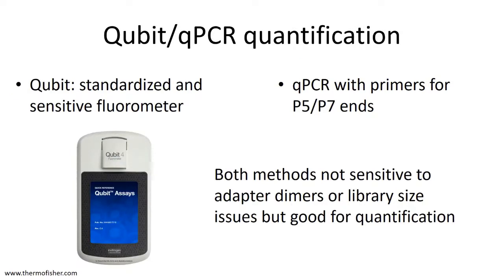A Qubit is one type of standardized sensitive fluorimeter. Again, there's other types of instruments out there, but this is one that we've used at BioFrontiers for many years, and it works very well for quantitating library concentration. Another thing that you can do for quantification is qPCR with primers for the P5, P7 ends. Both methods aren't sensitive to enrichment problems in your library, but they are good for quantification, and many facilities will require several different methods for quantification, such as these two.